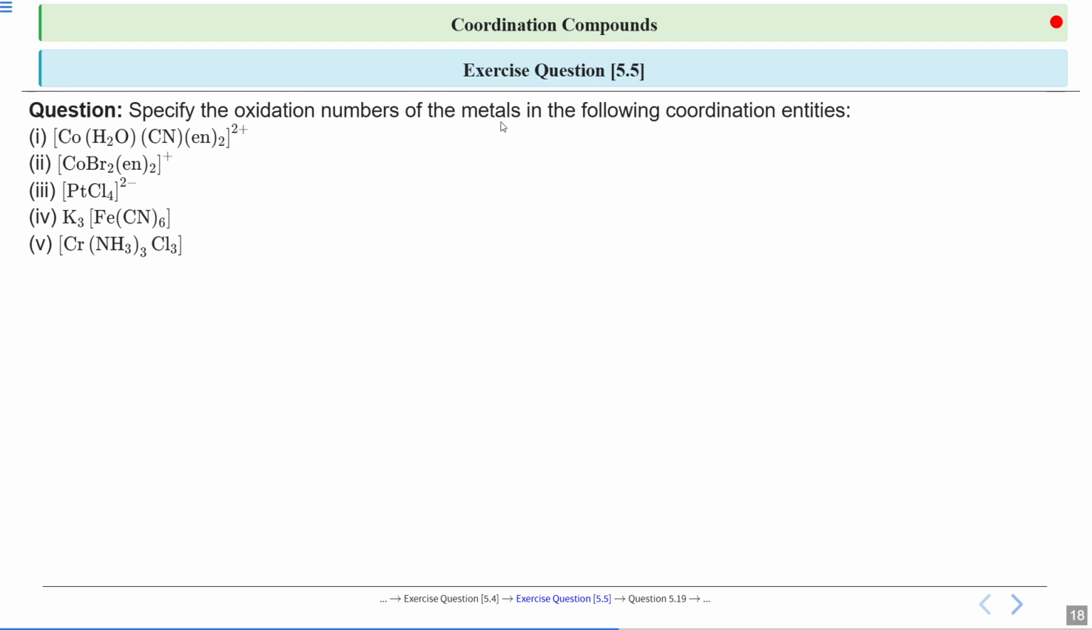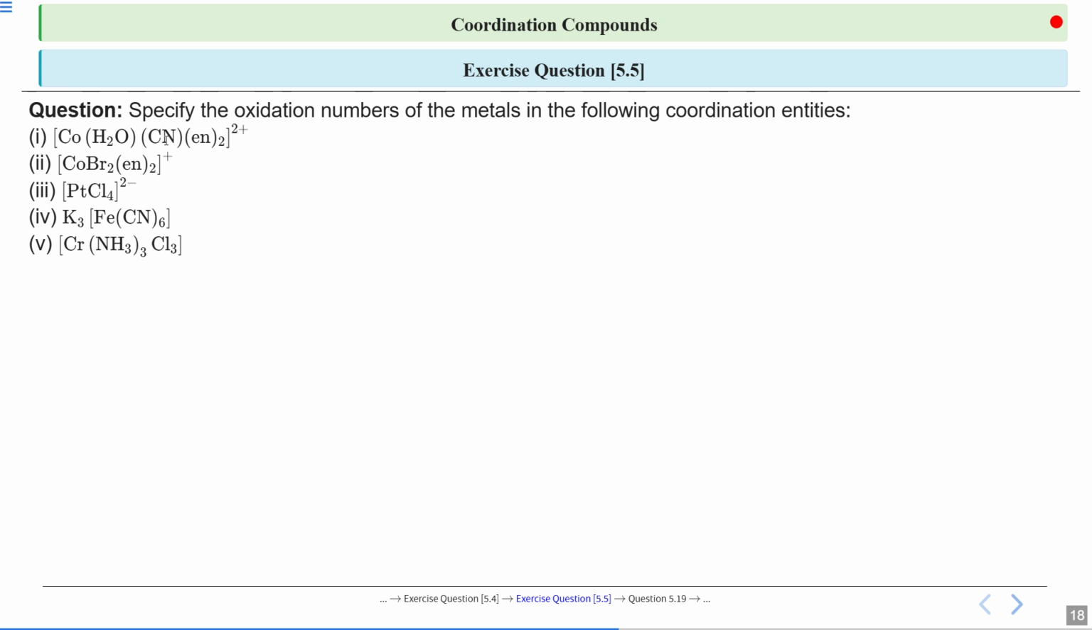Let's see the next exercise question, number 5.5. The question is: specify the oxidation numbers of the metals in the following coordination entities. So you have to tell the oxidation number of the metals in these complexes.